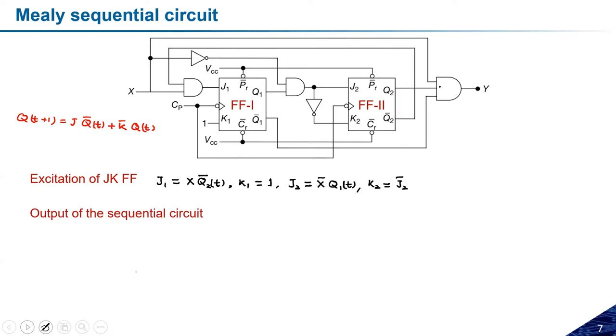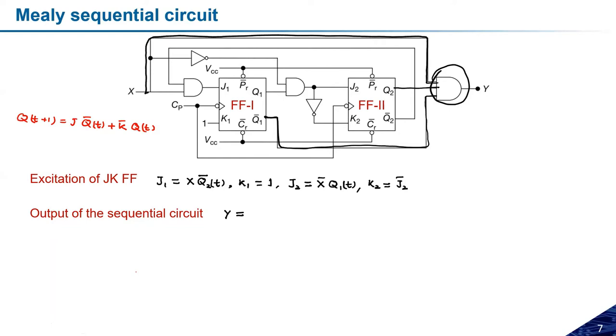What is the output of the sequential circuit? If you see here, Y is the output of the sequential circuit. This is nothing but the ANDing of three inputs. One input is connected to Q1 bar, the second input is connected to Q2, and the third input is connected to X.